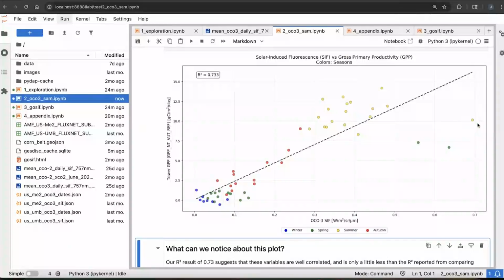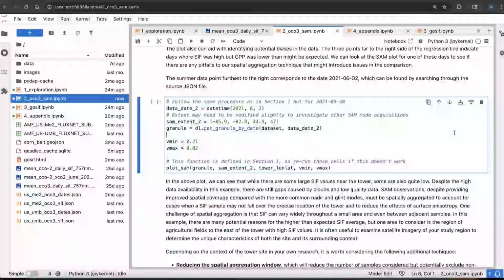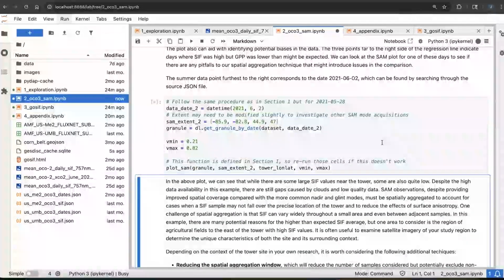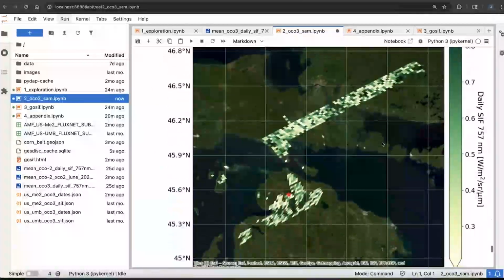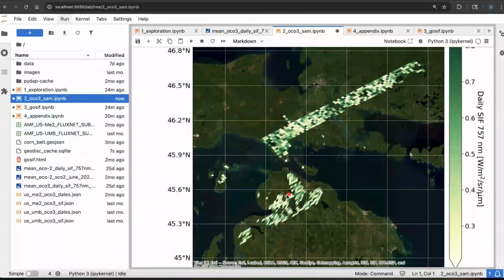The summer data point, this yellow one, furthest to the right corresponds to June 2nd, 2021, which we can note down by looking at the time series plot. Let's pull this up as a SAM plot. And we do so in the last cell over here. We can see that while there are some large SIF values near the tower indicated by the darker green, others are quite low, indicated by the light green or yellow. Additionally, there are gaps in the data caused by clouds and low-quality data.